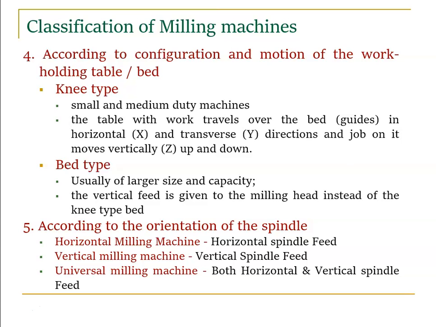So it is based on the motion of the work holding table and bed. Knee type is a small and medium duty machine. The table on which the work travels over the bed moves in the horizontal and vertical axis, that is, it moves vertically up and down.